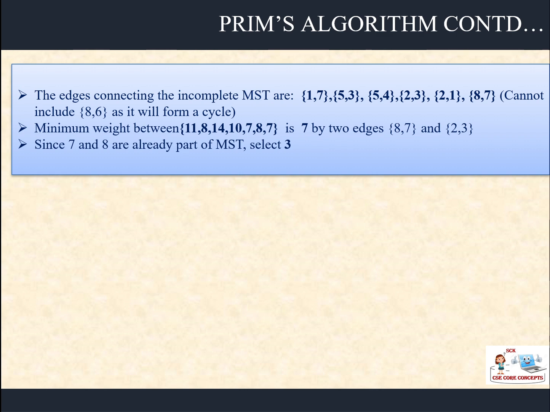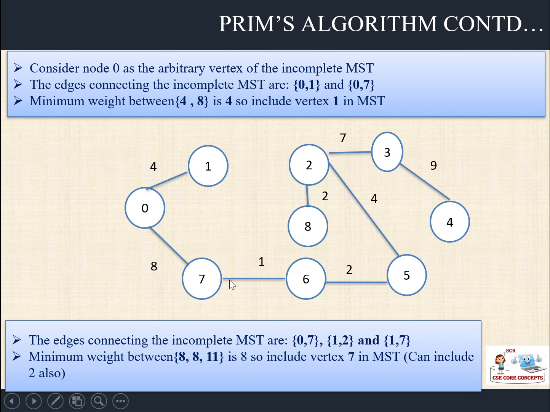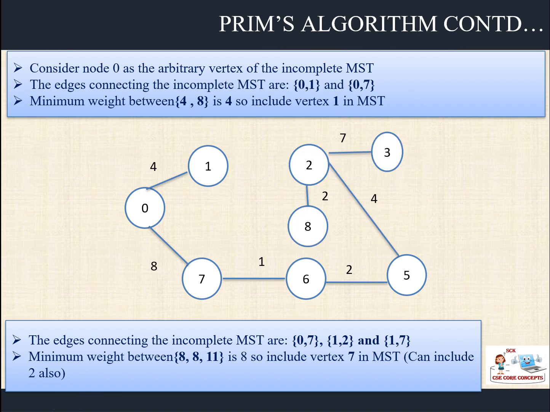It is being shared by two edges, 8 to 7 and 2 to 3, right? Now since 7 and 8, okay, 8 to 7 you cannot have because they are already included. So what we will do here is that we are going to use 2 to 3. That is why we are retaining the earlier vertices values also.